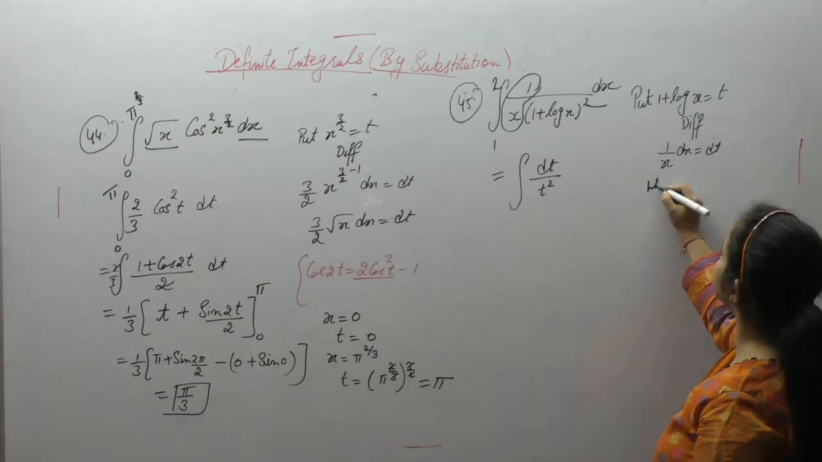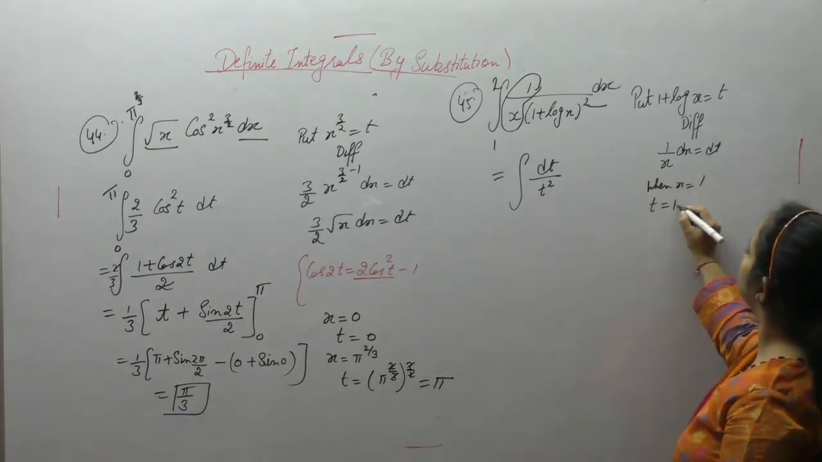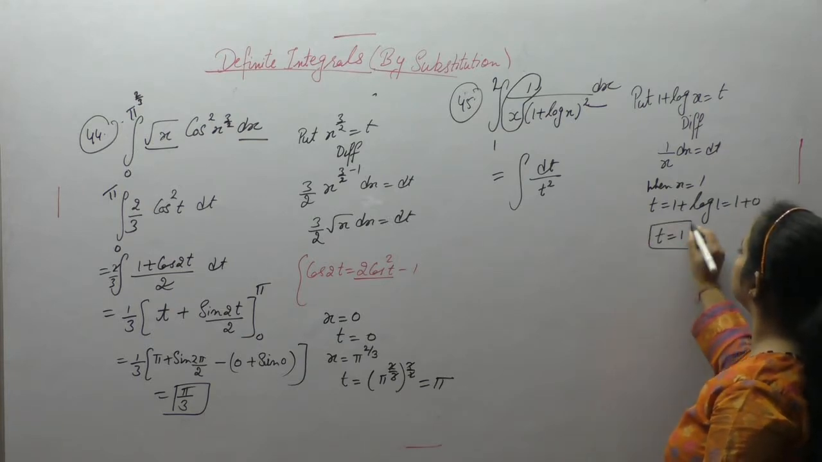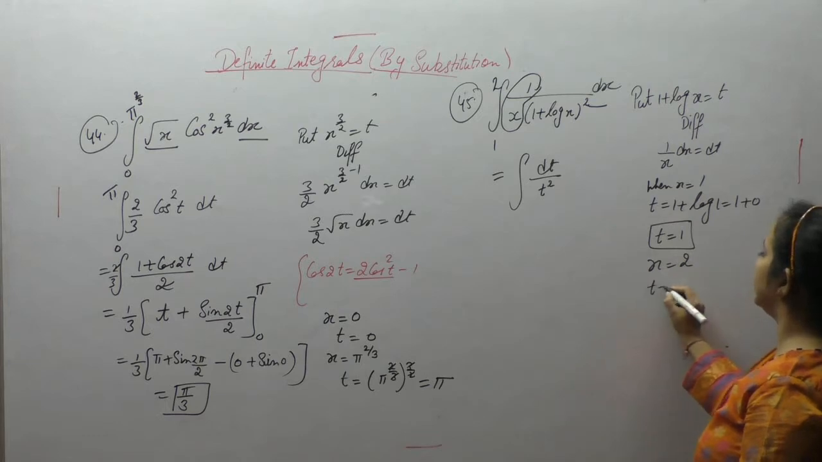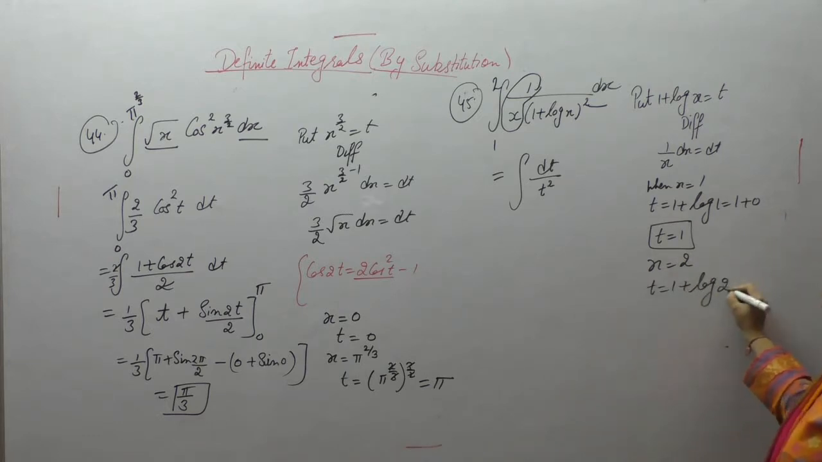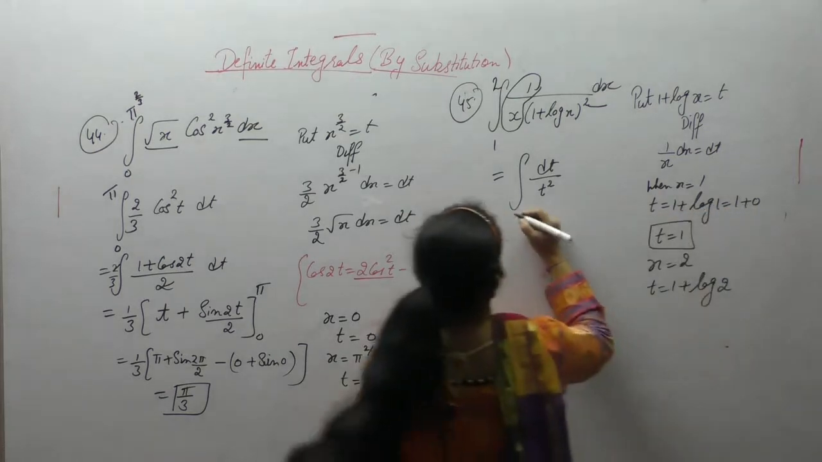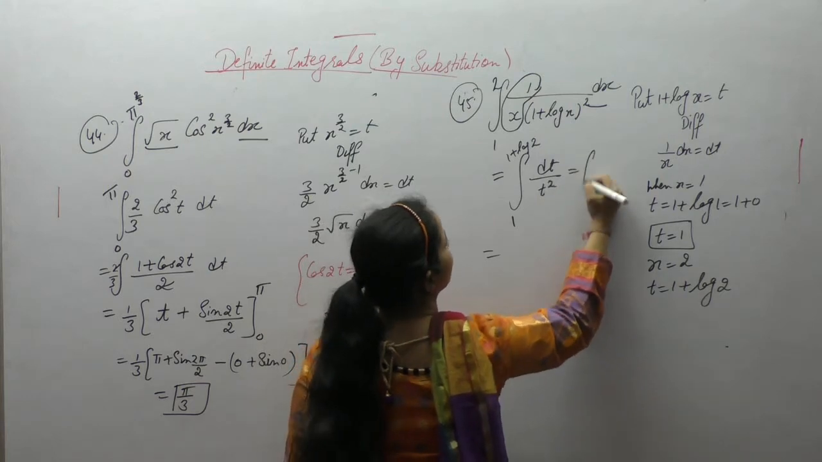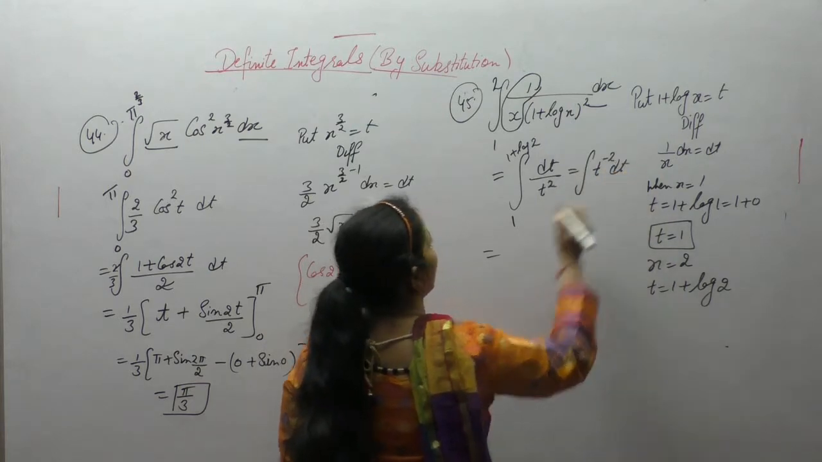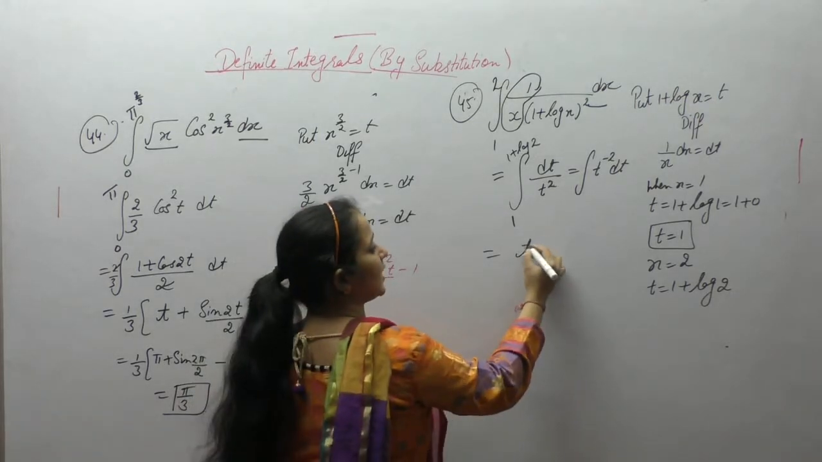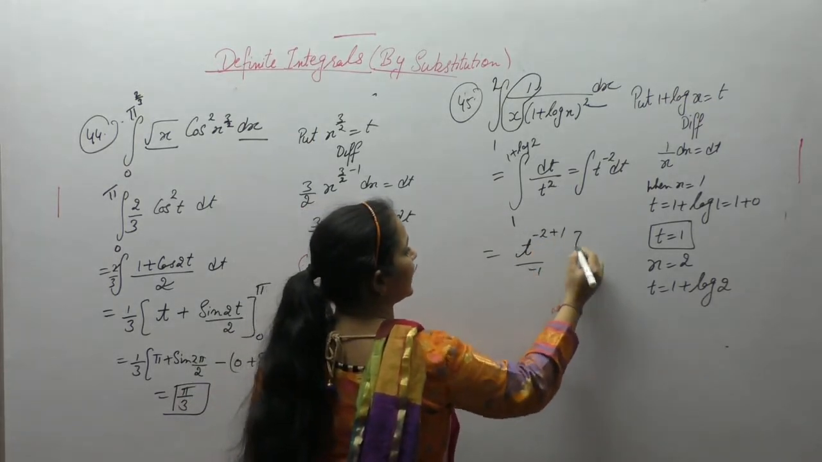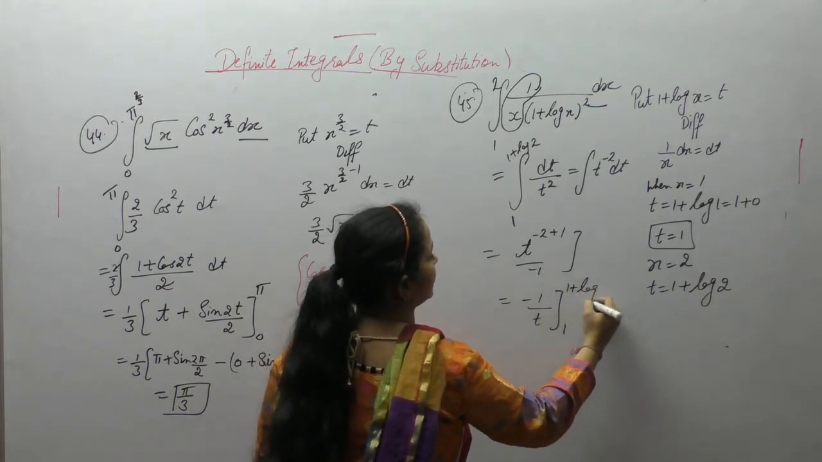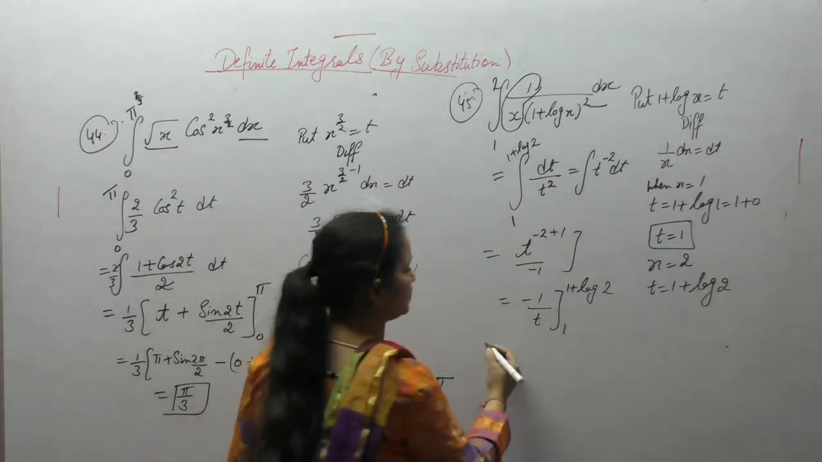Change the limits. When x is 1, log of 1 is 0, then t is also 1. And when x is 2, t is 1 plus log 2. So limit is 1 to 1 plus log 2. Integral of t power minus 2. X power n, x power n plus 1, minus 2 plus 1 is minus 1. Minus 1 upon t. Limit is 1 to 1 plus log 2.